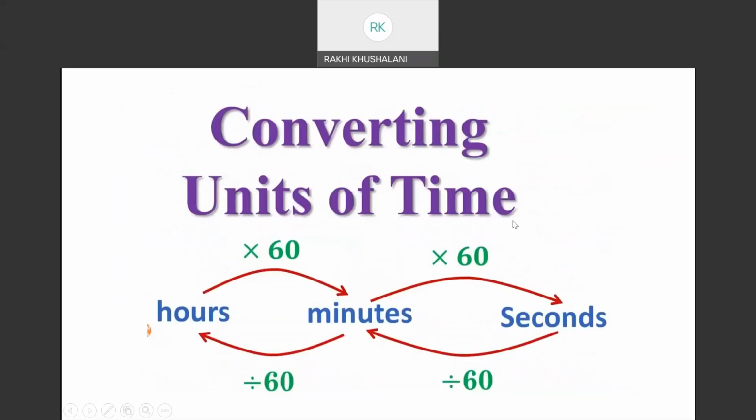Now, please remember your homework. What is the full form of AM and PM? And why do we use AM and PM?